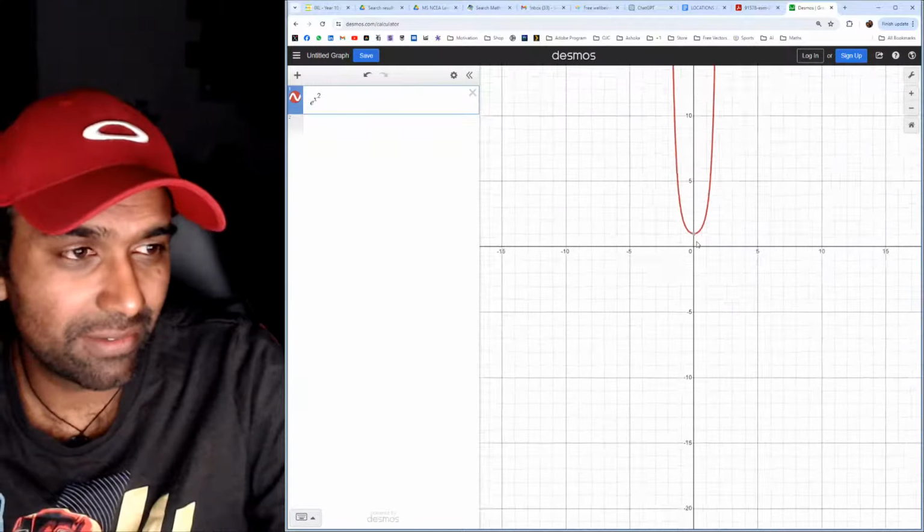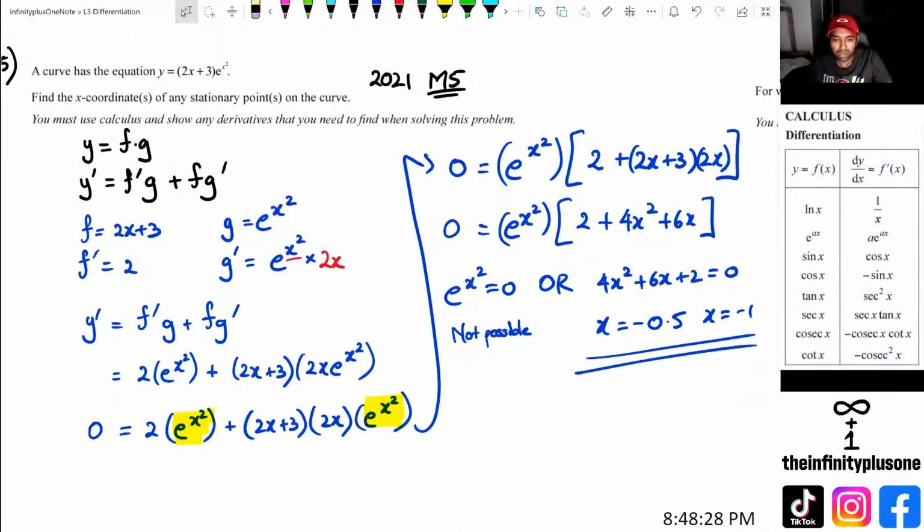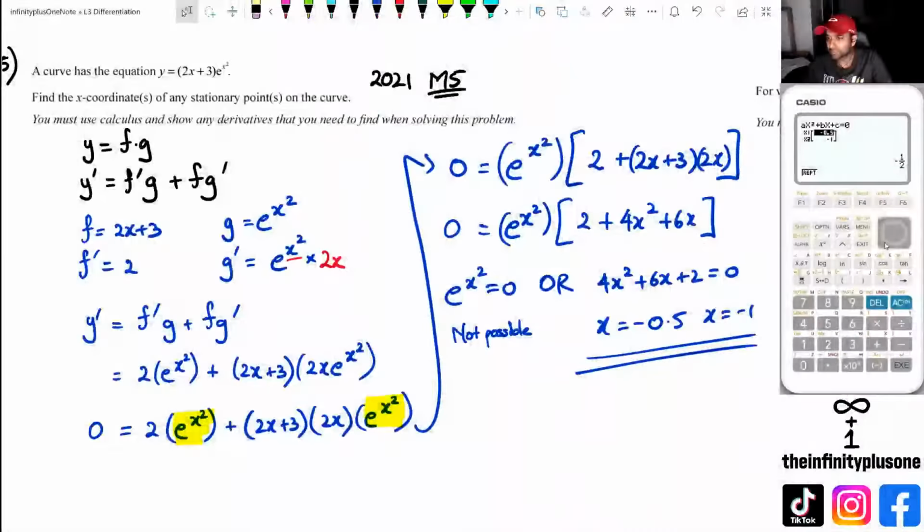Now if you do have a doubt about that, what you could always do is go back to your calculator and just draw that graph. If you go into graph, and I'm going to see if I can edit this, there we go, e of x squared. If I draw it, as you can see, it is not touching the x-axis at all. So that's why it's not possible.